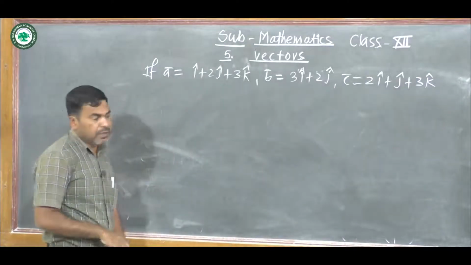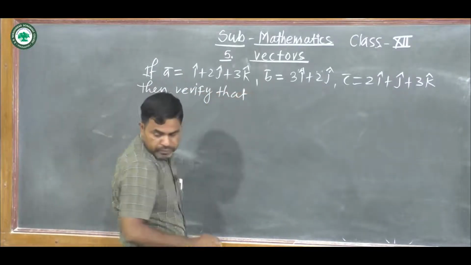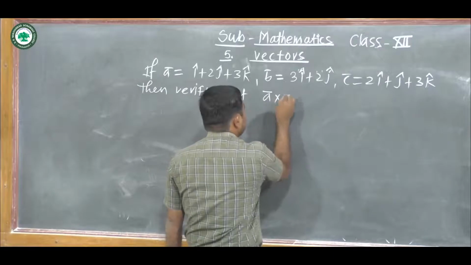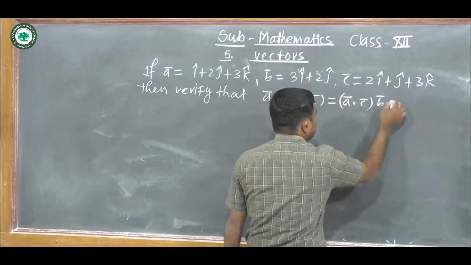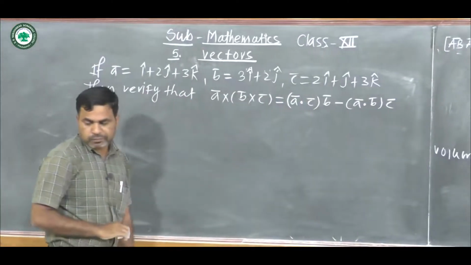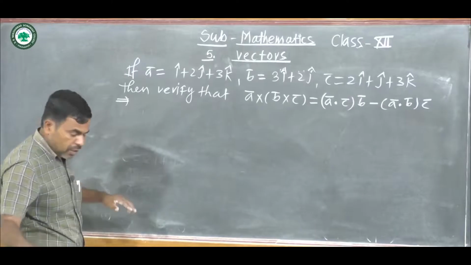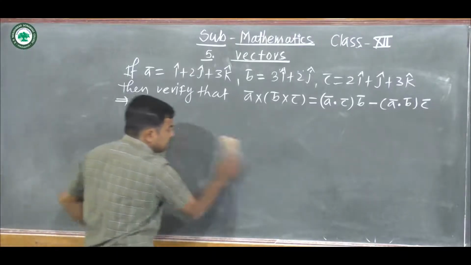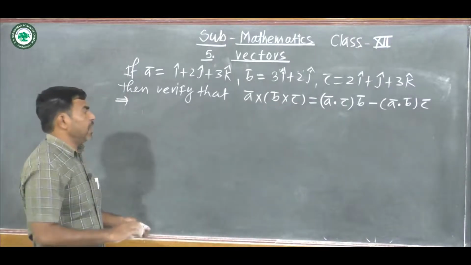A bar, B bar, C bar are given, then verify that here we have to verify the vector triple product. A bar cross B bar cross C bar is equal to A bar dot C bar into B bar minus A bar dot B bar into C bar. We have to verify the definition of the vector triple product. So to verify the definition, now find out the values of left hand side and right hand side and check whether they are equal or not. If they are equal, then the definition of the vector triple product is verified.